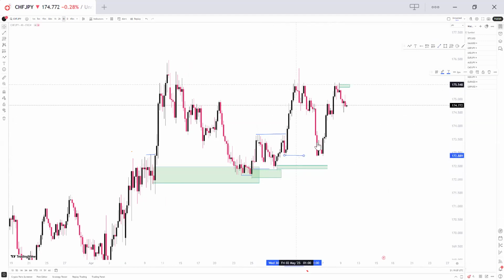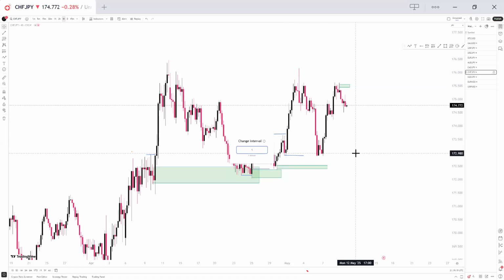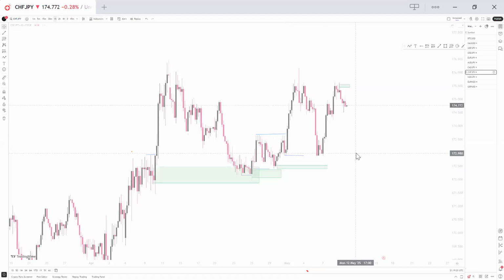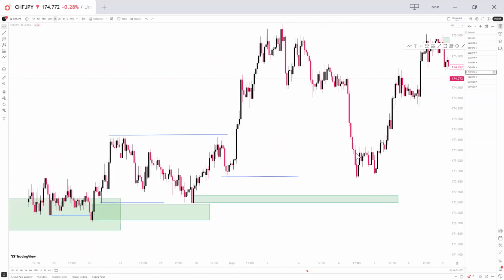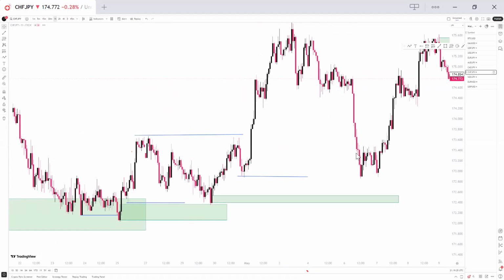You can see that price later reversed, but I didn't take it because it was the 1 hour I used. Let me switch to the 1 hour time frame for a better view. Now, this is what I was saying. You should know where your swing structure is. Understand?